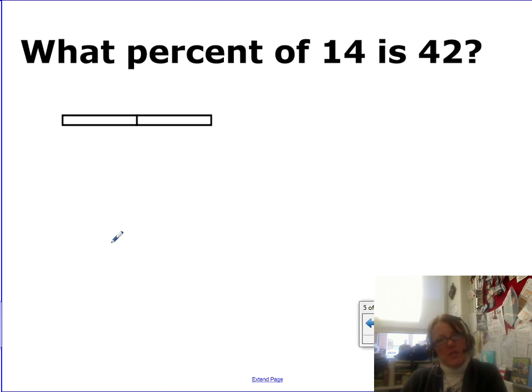What percent of 14 is 42? All right. I'm going to draw a picture first. 100% over here. Here's 50%. Now, what percent of 14 is 42? Okay, hold on here. Because when you see the word of, that usually means that's your 100% amount, in this case the 14.